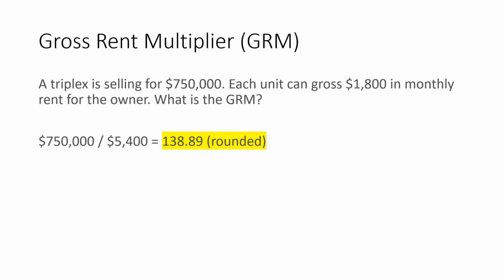Gross rent multiplier. A triplex is selling for $750,000. Each unit can gross $1,800 a month rent for the owner. So you got to remember to multiply that times 3 because there's 3 units. What's the GRM? $750,000 divided by $5,400 is $138.89.